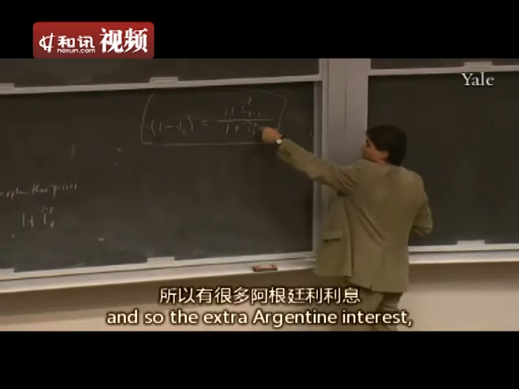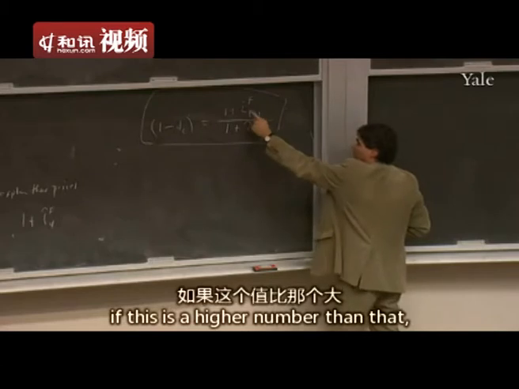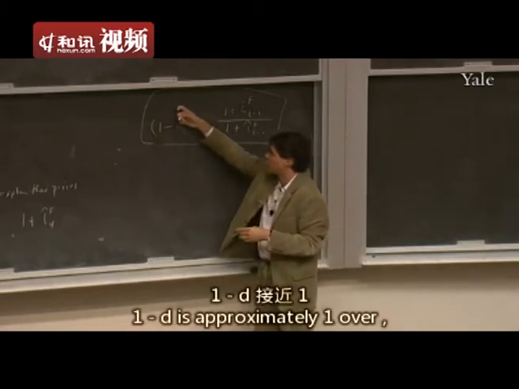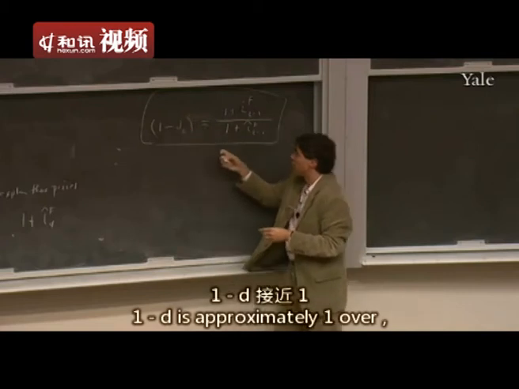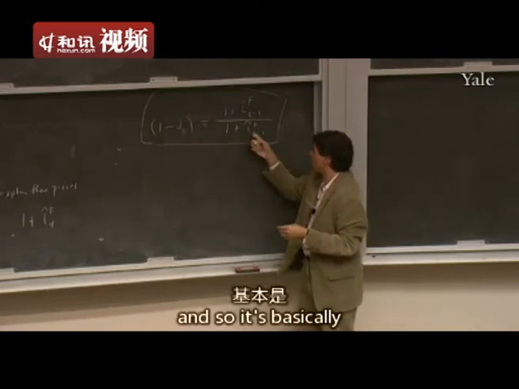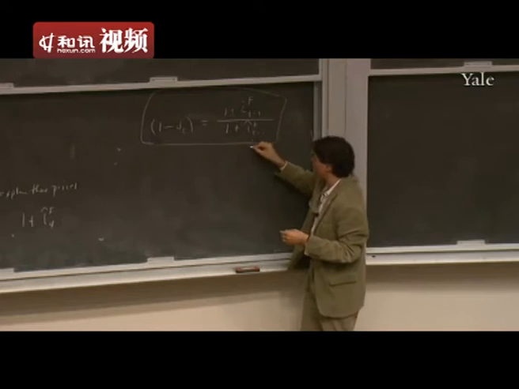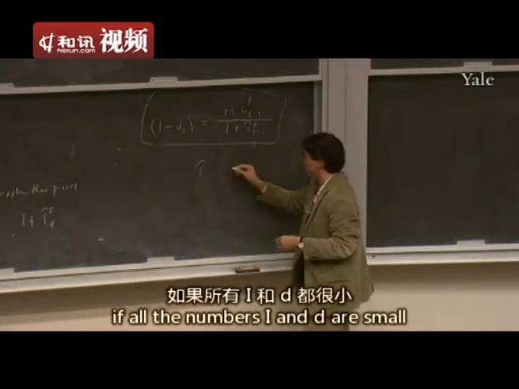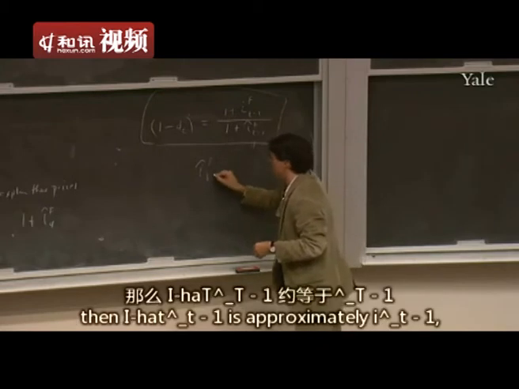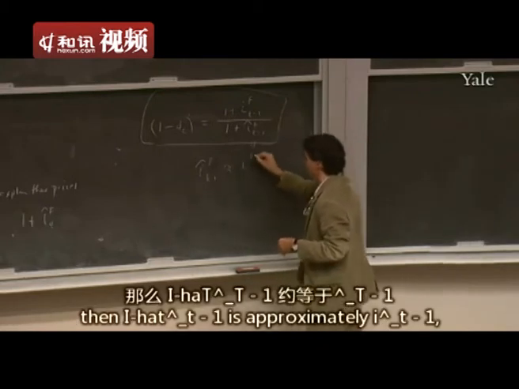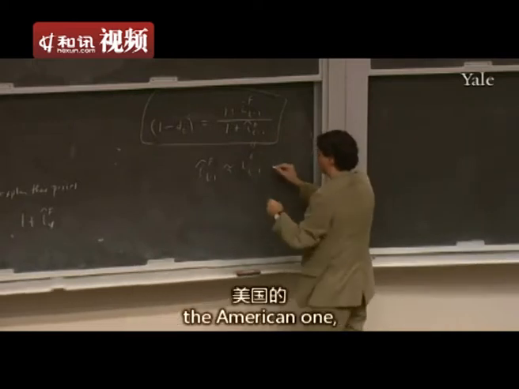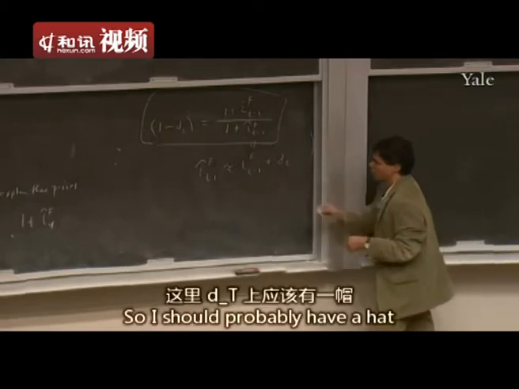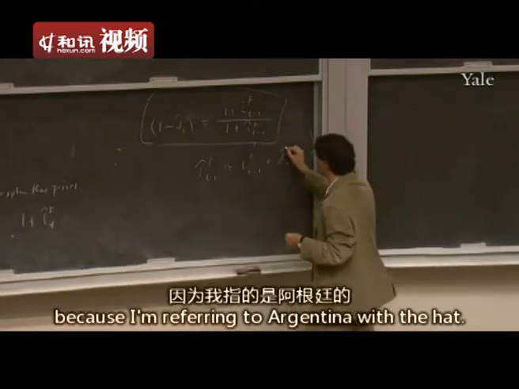And so the extra Argentine interest, if this is a higher number than that, this 1 minus d is approximately 1 over 1 plus d, and so this is very close to that. Basically, if all the numbers i and d are small, then i hat t minus 1 is approximately i t minus 1, the American one, plus this default rate in Argentina. Okay, so I should probably have a hat because I'm referring to Argentina with the hat.